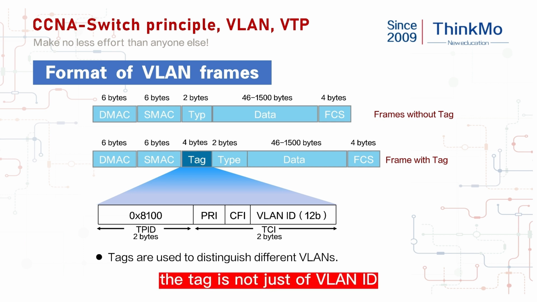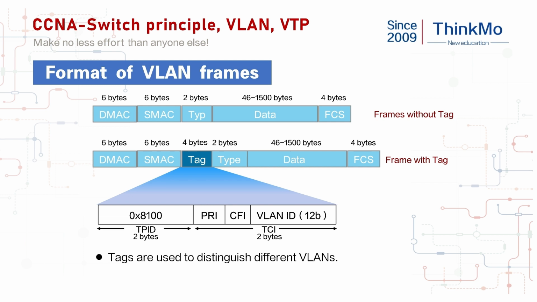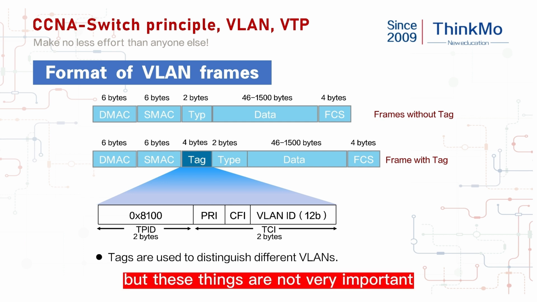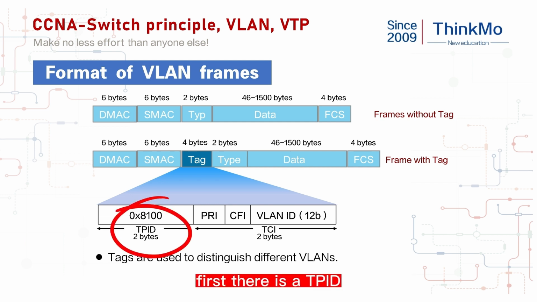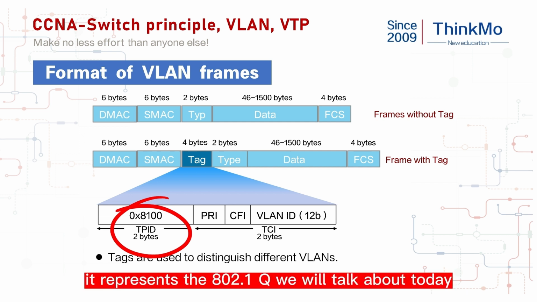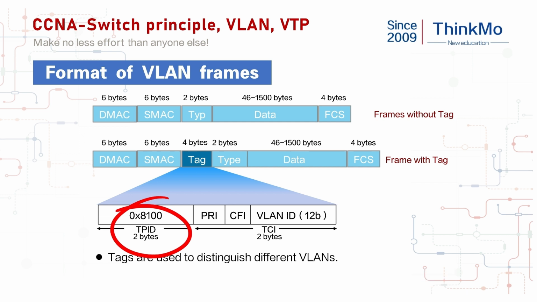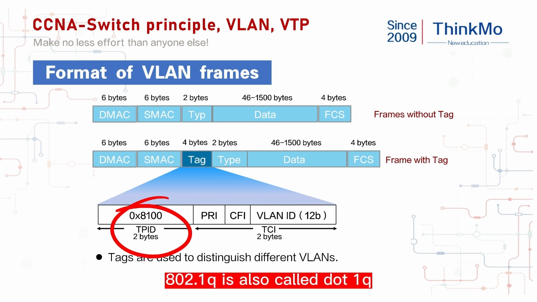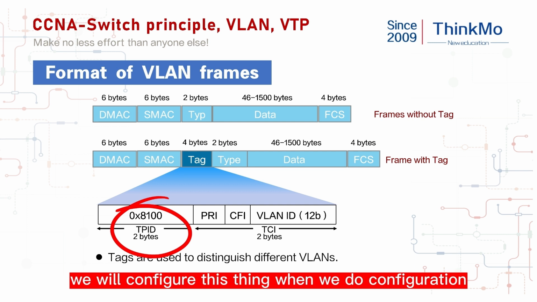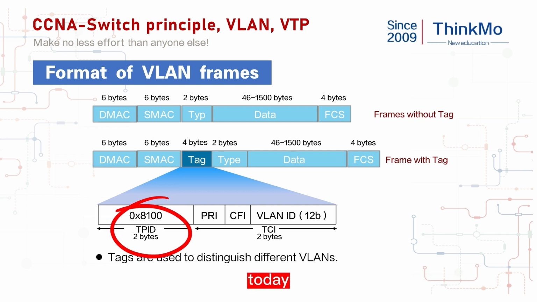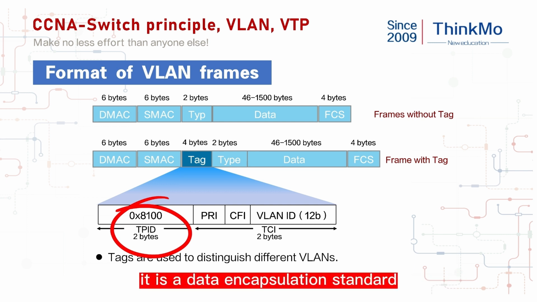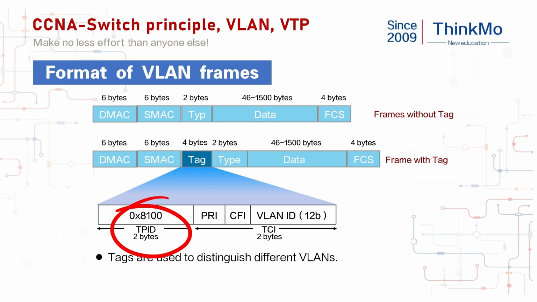The tag is not just a VLAN ID. It contains a lot, but these things are not very important. First there is a TPID. It represents the 802.1Q we will talk about today. 802.1Q is also called dot1Q. We will configure this when we do configuration today. It is a data encapsulation standard, a type of public tag.